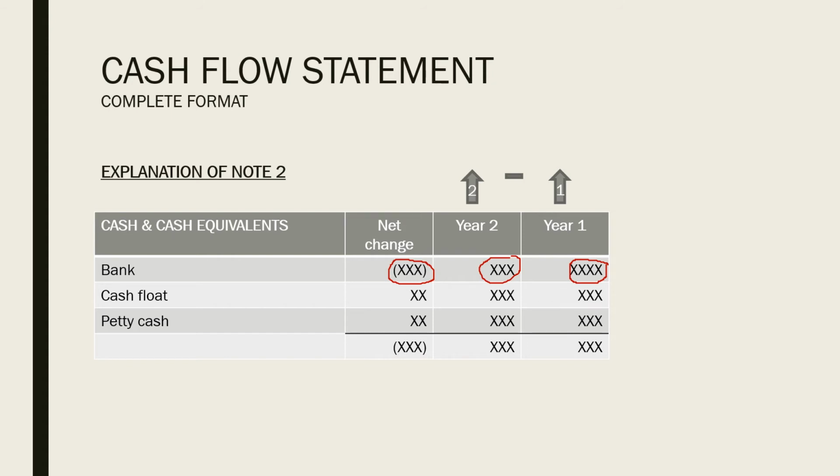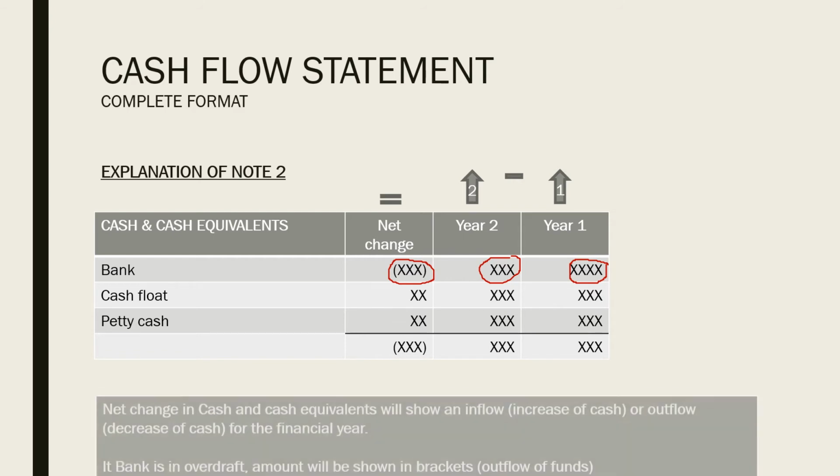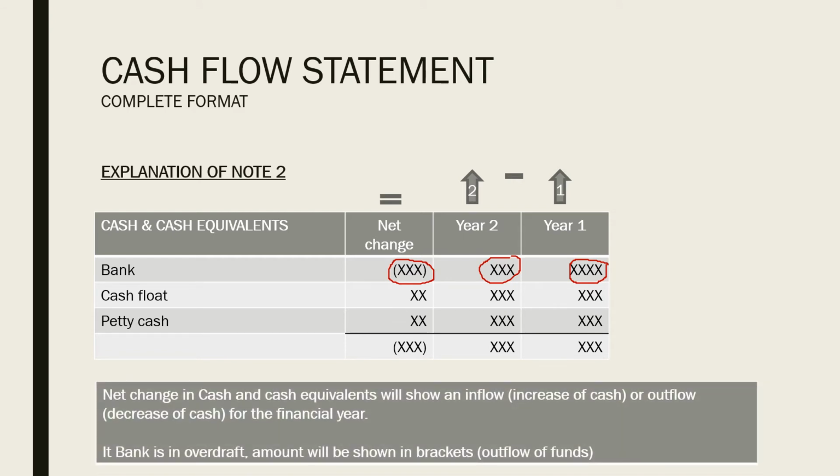We do exactly the same with cash flows. Year 2 minus year 1 is going to give me the net change. Year 2 minus year 1 for petty cash is going to give me the net change. And then we are just going to add these three amounts together to get the value for the changes in cash and cash equivalents. What is important to remember is that the net cash in cash and cash equivalents will show an inflow or an outflow. It obviously depends on what is going to happen during the year.